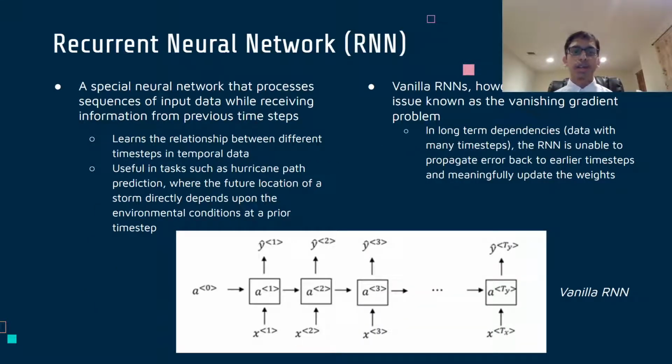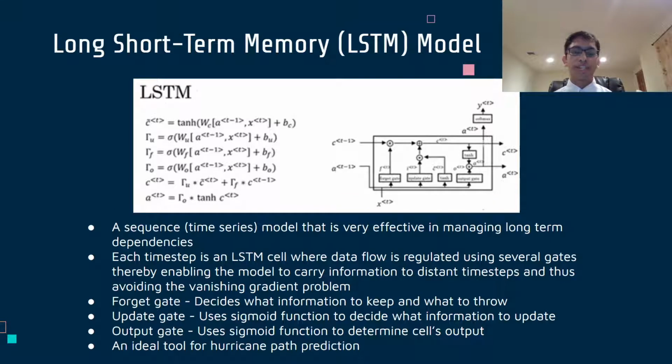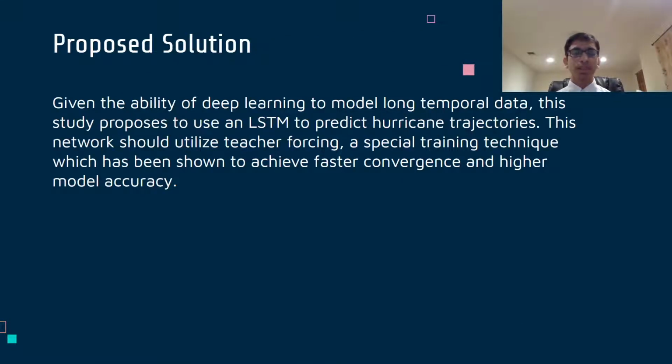An RNN is a special type of neural network which consists of multiple neural networks that are connected, representing each time step, and are used to model temporal data. However, it suffers from an issue known as the vanishing gradient problem, which the LSTM model resolves. The LSTM model resolves the vanishing gradient problem using a forget gate, an update gate, and an output gate, and this makes it an ideal tool for hurricane path prediction. So in this problem, the proposed solution was to design an LSTM model that can predict hurricane trajectories. And this model should also utilize teacher forcing, which is a special training technique which has been shown to achieve faster convergence and higher model accuracy.